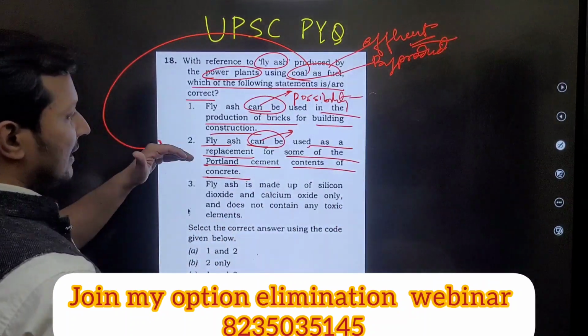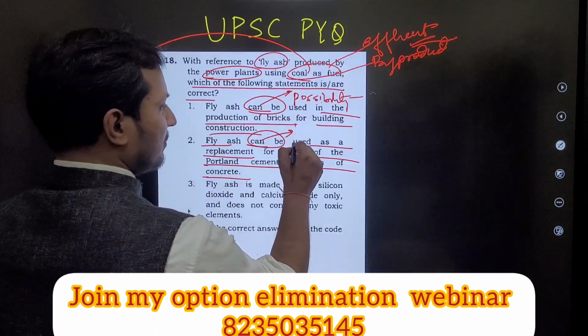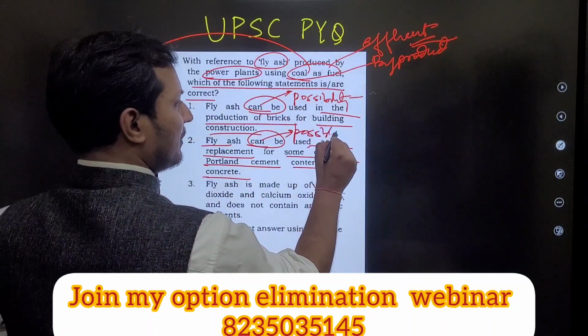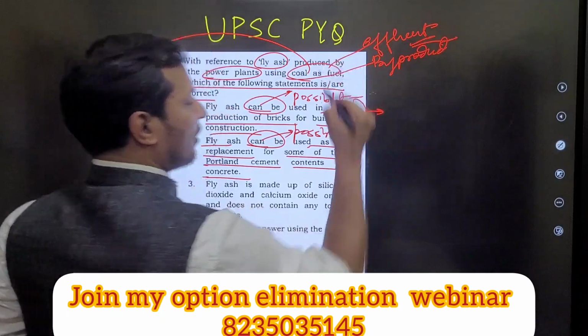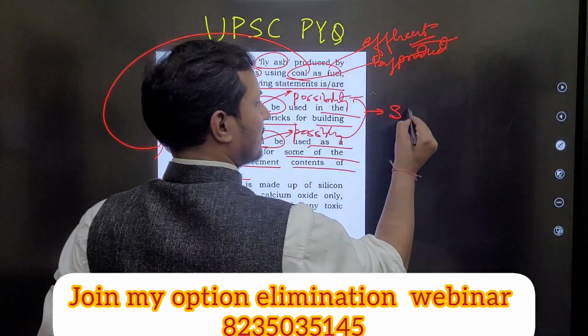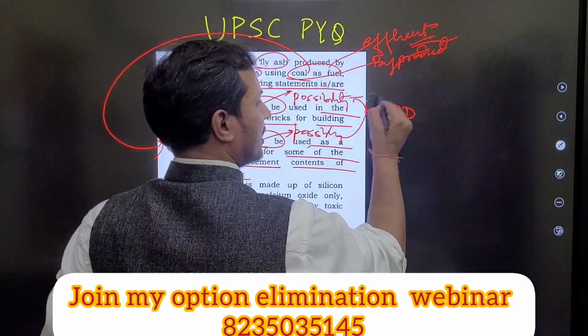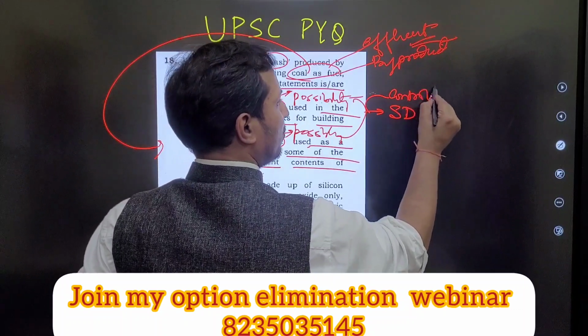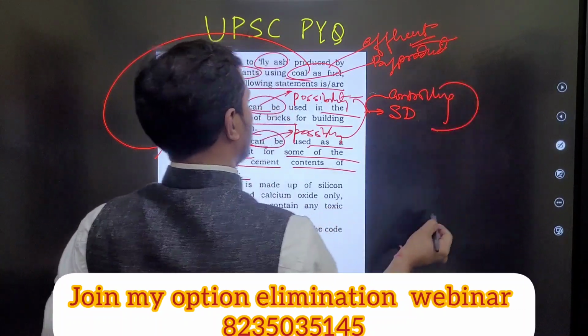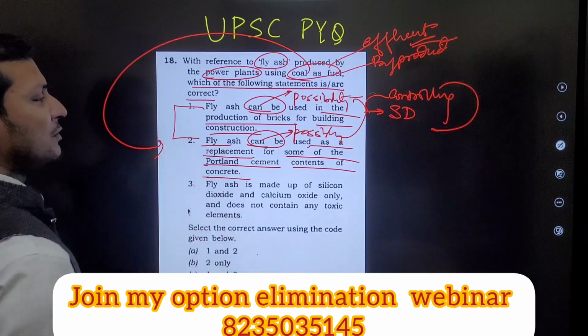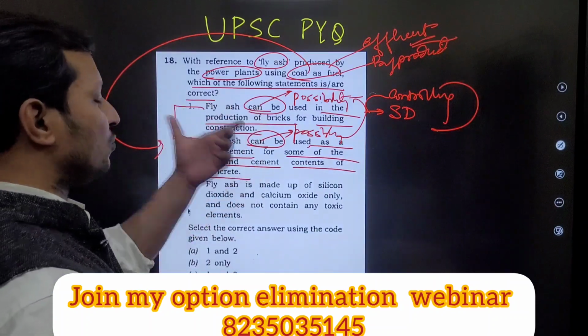So guys, both these statements talk about possibility, and both these statements basically talk about what? Both these statements basically talk about sustainable development, controlling pollution. So both are in the same spirit. So if one is correct, generally two will also be correct.